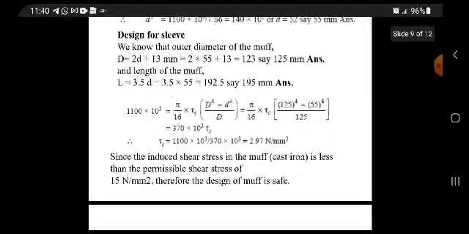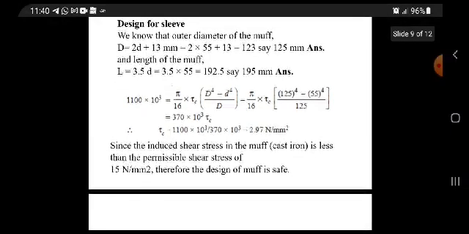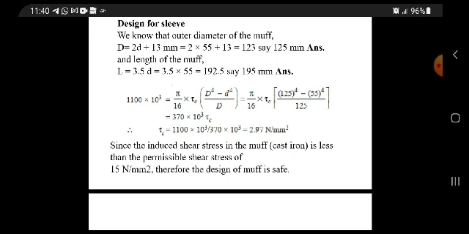Then next we discuss the design of the sleeve. We know that the outer diameter of the muff, capital D, is equal to 2d plus 13 mm. Applying the given data in this formula, we got capital D equal to 123, so the rounded value is 125 mm. The length of the muff is equal to 3.5 into d. Multiplying 3.5 into 55 gives 192.5, so the rounded value is 195 mm.